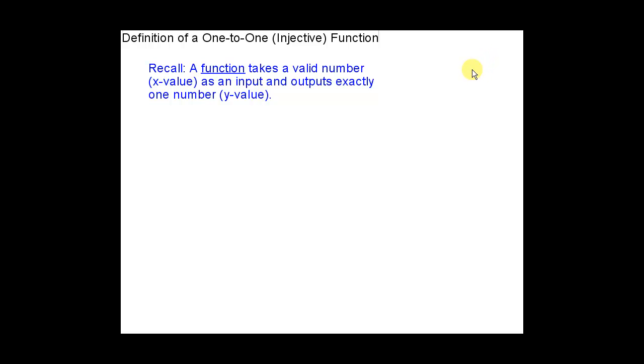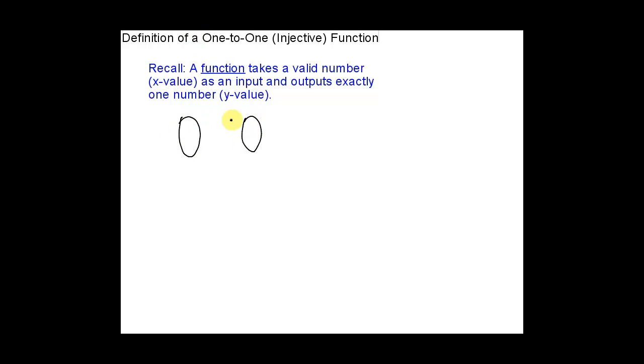Before we look at what an injective function is, or a one-to-one function is, let's recall the definition of a function. It takes an input and sends it to exactly one output. Notice here I say a valid number input. What I mean by that is something in the domain. Something outside of the domain will not result in an output at all, typically. So let's look at examples of functions.